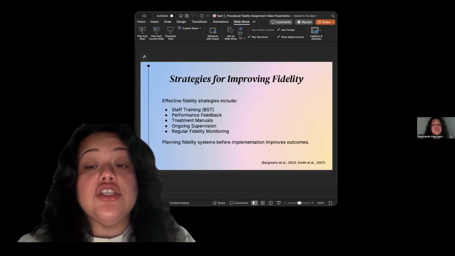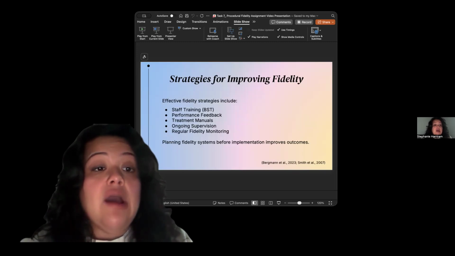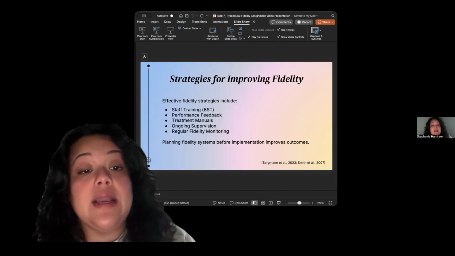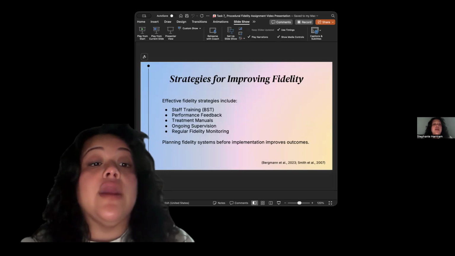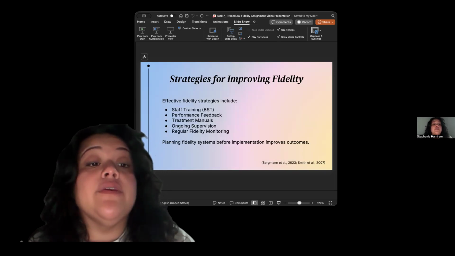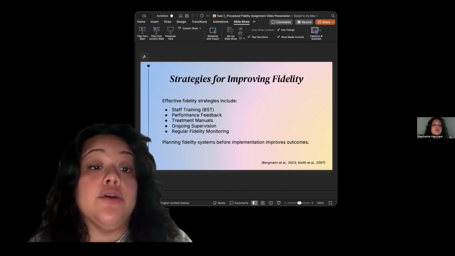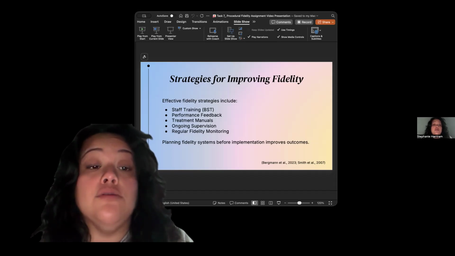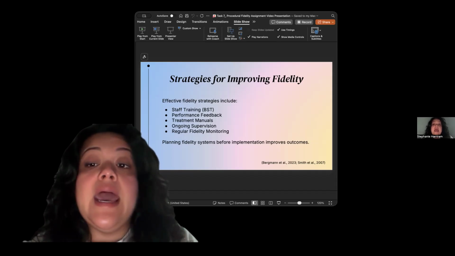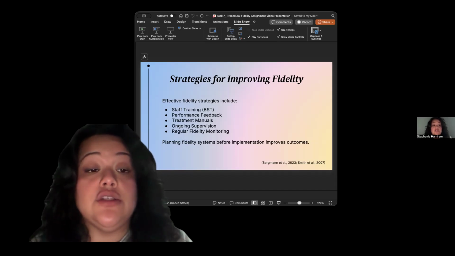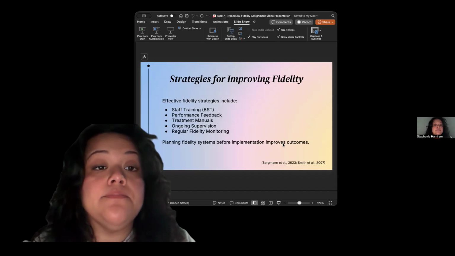Now, there are some strategies for improving fidelity. We can do staff trainings through behavioral skills training. We can provide performance feedback based on observations, create consistent treatment manuals, and do ongoing supervision and regular fidelity monitoring. Training, supervision, and feedback are among the most effective ways to improve fidelity. Written protocols and consistent monitoring help to ensure that those interventions are being delivered accurately.